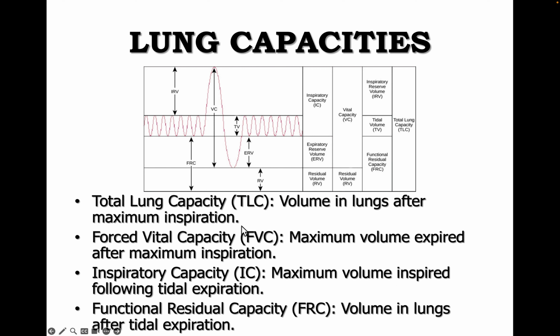Forced vital capacity is the maximum volume of air that can be expired after maximal inspiration. In this particular chart, it's represented by VC. But forced vital capacity is the maximum amount of volume expired after maximal inspiration. So going from here to here, VC in this particular chart is the same thing as FVC, forced vital capacity.